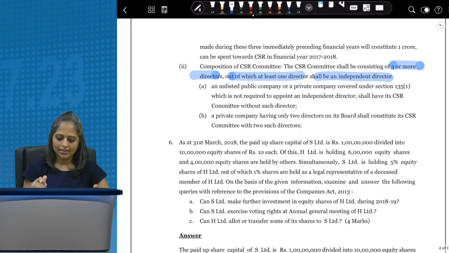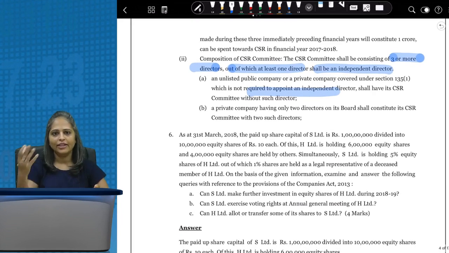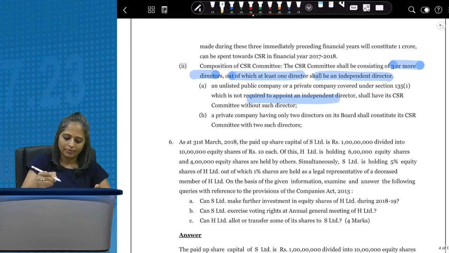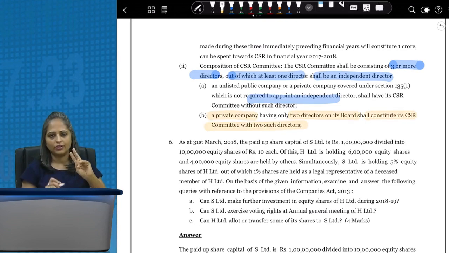An unlisted company or a private company is not required to appoint one. If you are a company which does not require an independent director, then you can have a CSR committee without an independent director. In a private company, 2 directors on the board shall constitute the CSR committee. So for an unlisted company or a public company, you need to have at least 3 directors, out of which one will be an independent director. If your company does not require an independent director, then you can have only 3 directors. You don't need an independent director.